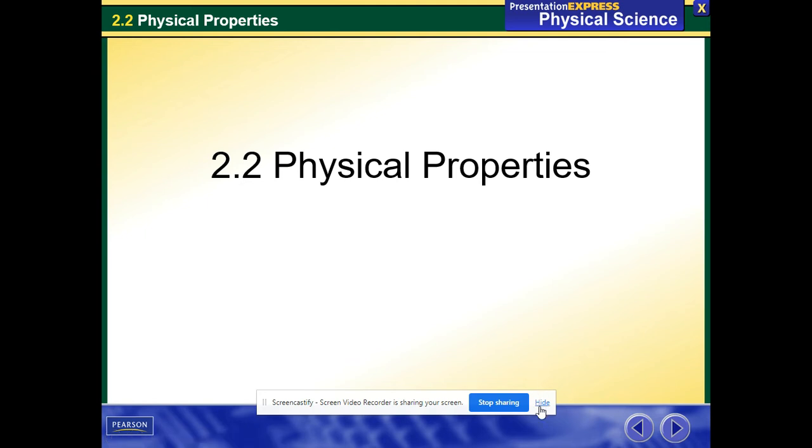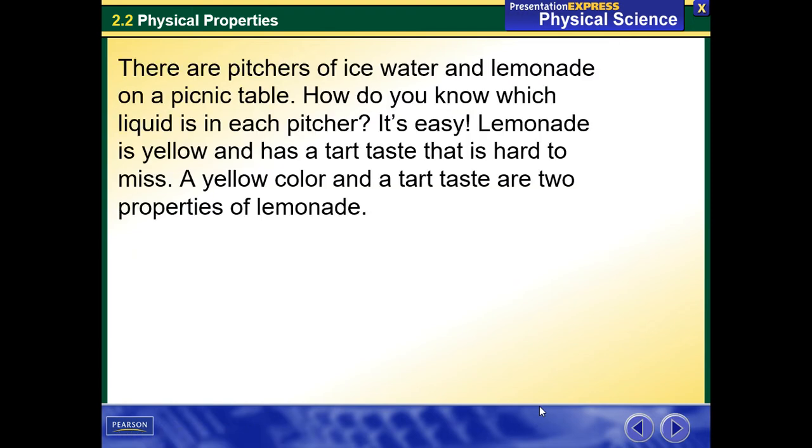Everyone. Today we're going to cover section 2.2, and this one's going to cover physical properties. To start off with, if you had two pitchers, one full of ice water and the other with lemonade, on a picnic table, and I asked you which one has the lemonade and which one has the water, you're going to look at me like I'm dumb and say, oh, that's easy. Lemonade's yellow, and if you would taste it, it has a tart taste or it could have sweet, depending on how much sugar you add.